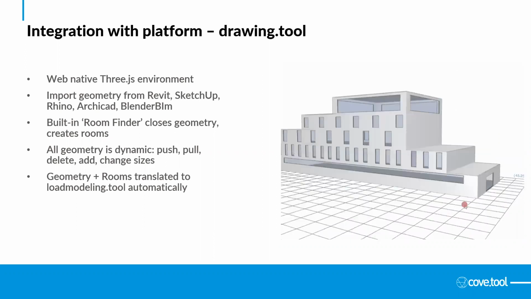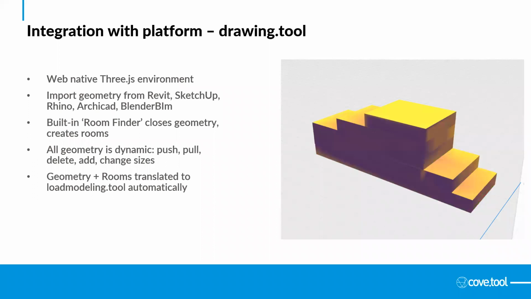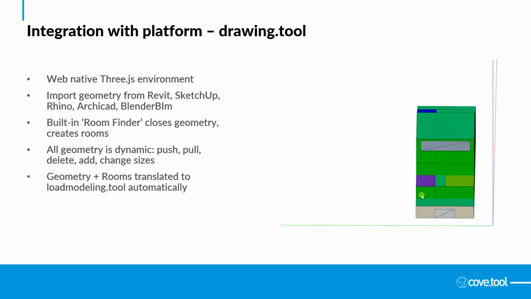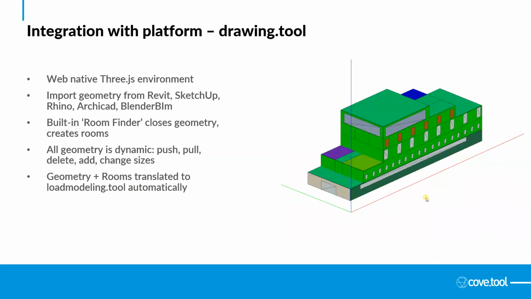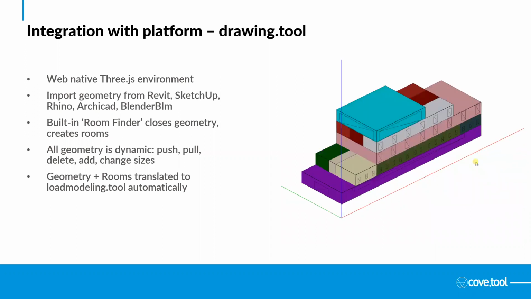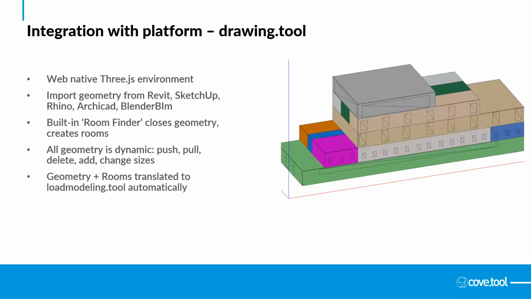And it also integrates with our import plugins within cove.tool. So you can import geometry from Revit, SketchUp, Rhino, AutoCAD, Blender, BIM, a few others. So that'll get you geometry from wherever it lives when you start your project to where we need it to be for us to do analysis, mainly drawing.tool.